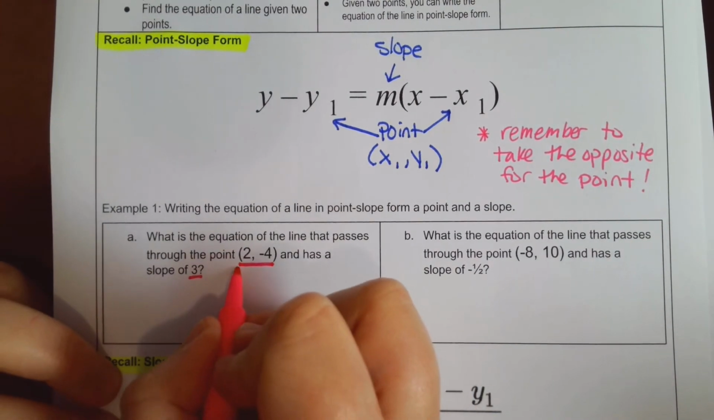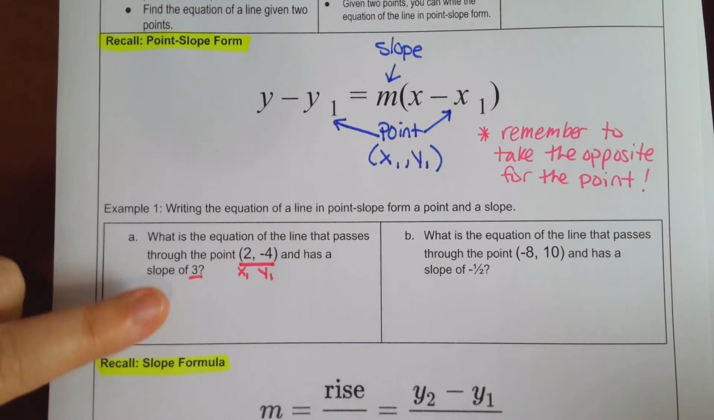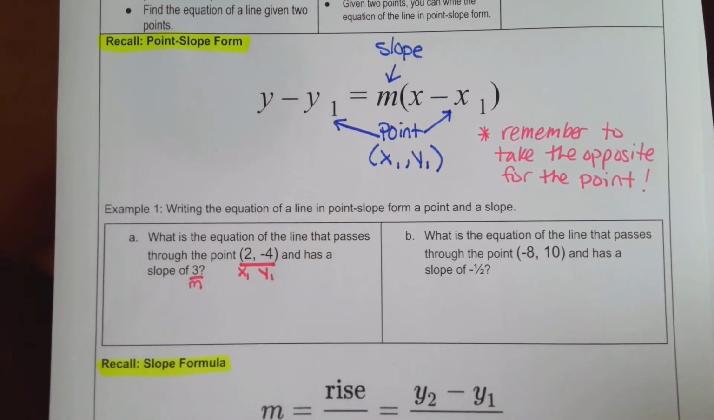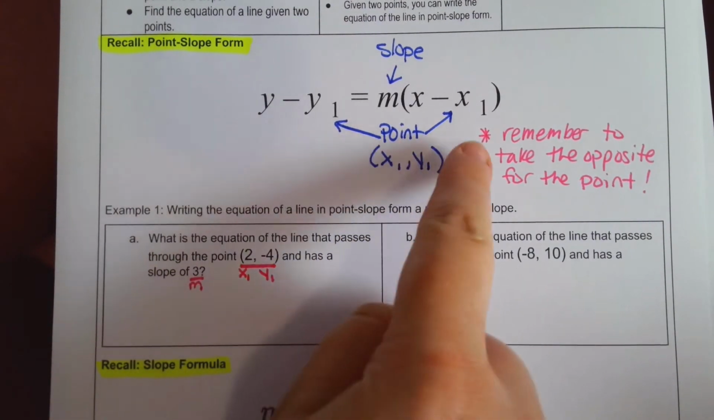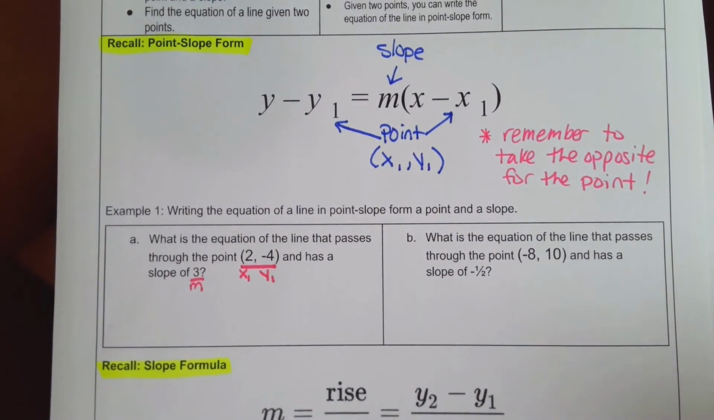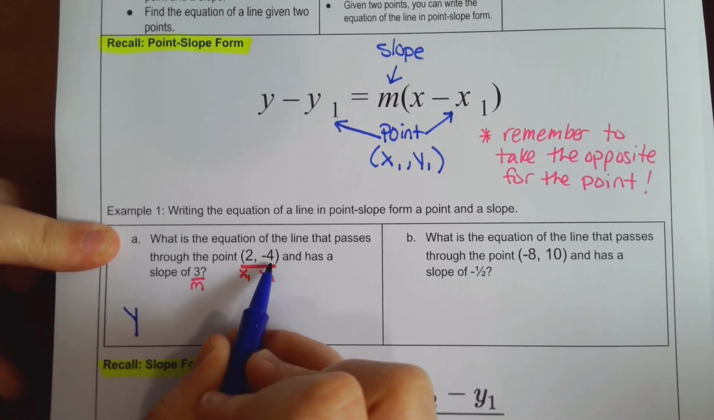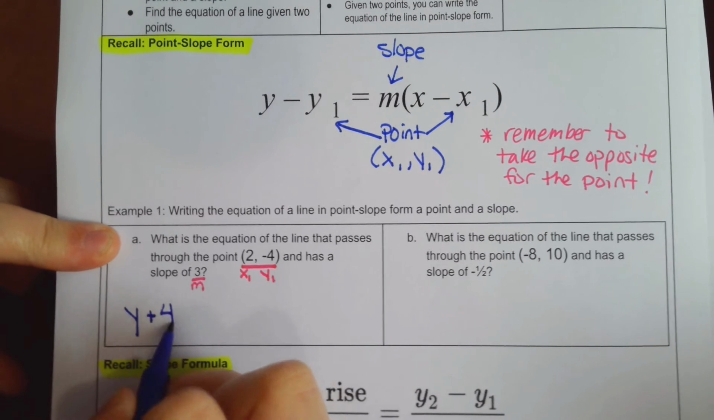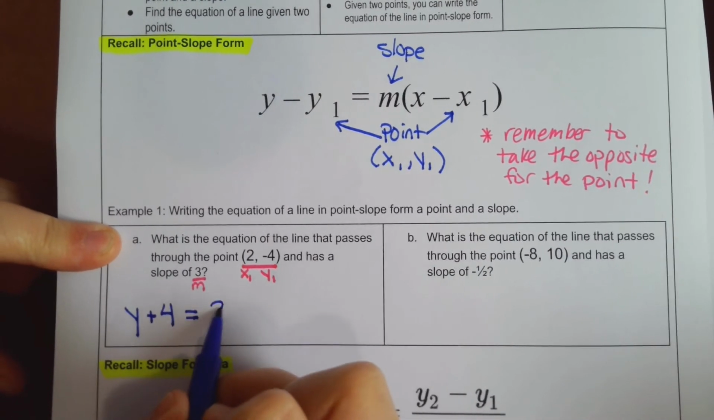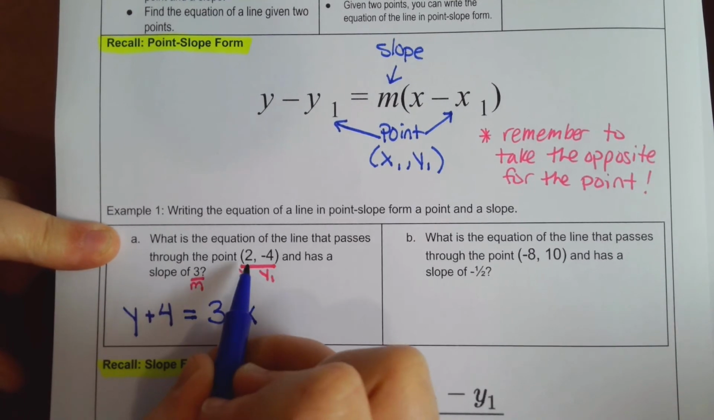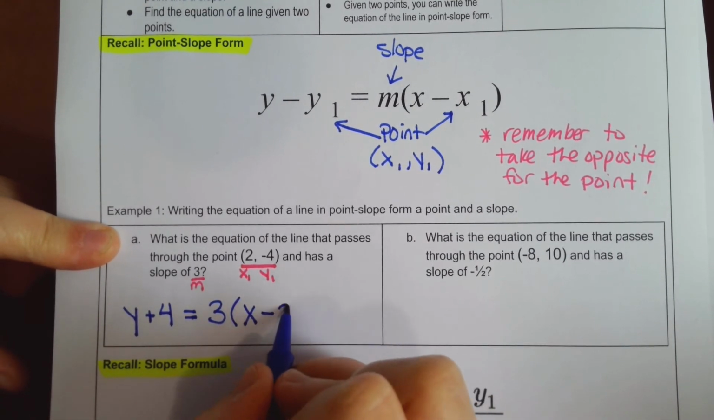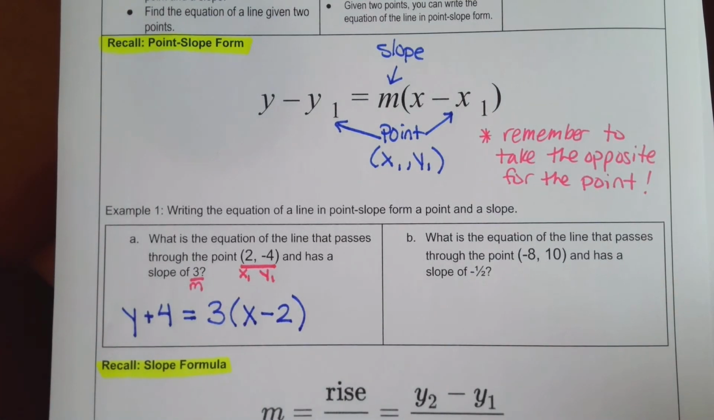So our point is x1, y1, and our slope is m. So all we're going to be doing is replacing x1, y1, and m in our point slope form. But remember, we take the opposite. So we have y. Now, since our y1 is -4, we do the opposite. +4 is equal to m is 3, and then x. My x1 is +2, so inside the parentheses, it's going to be -2. And we're done. That's all you need to do here is just write it in point slope form.